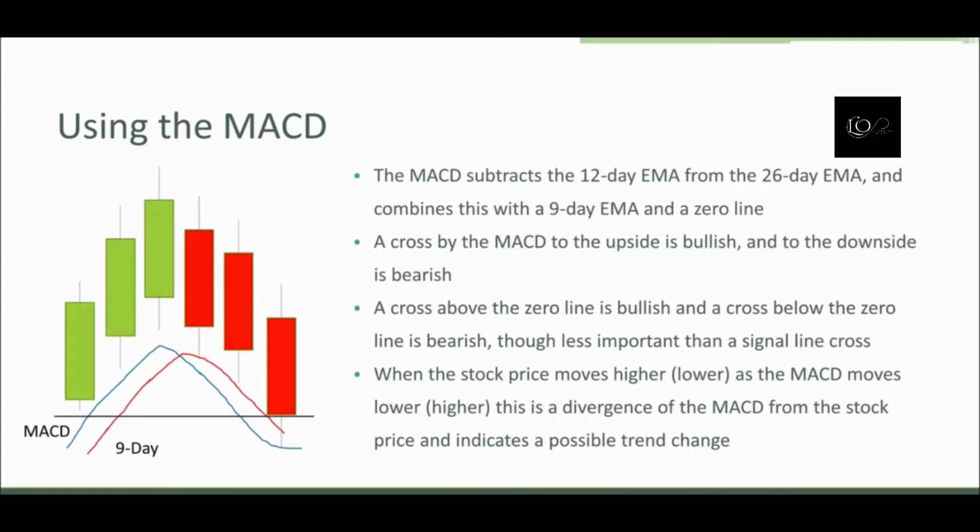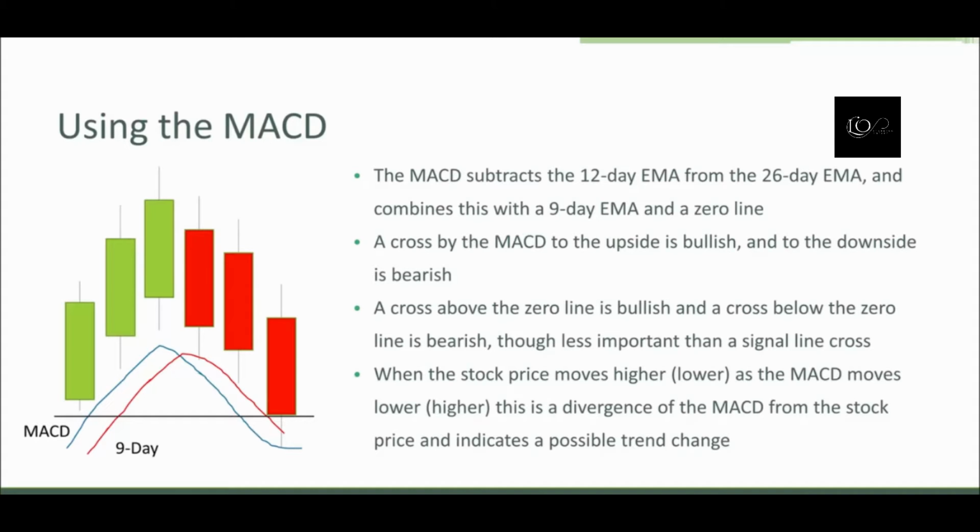When the stock price moves higher as the MACD moves lower, we have a divergence, and this is a negative divergence. When the stock price is moving lower and the MACD is moving higher, then we have a positive divergence. A negative divergence tells us that the stock may cease to move higher and either turn down or move into a consolidation pattern. And a positive divergence tells us that the stock may cease to move lower and move into a consolidation pattern or possibly move higher.